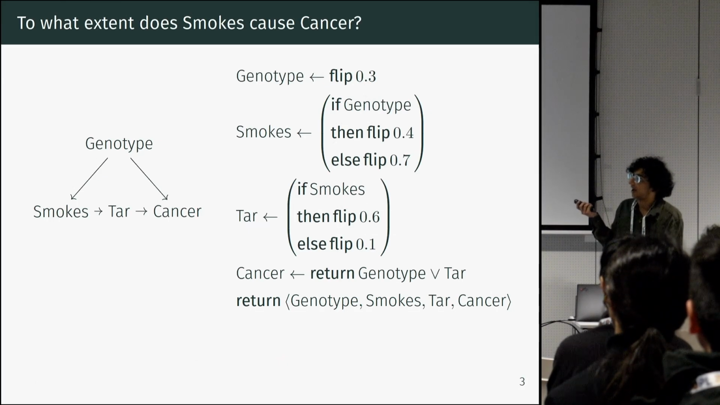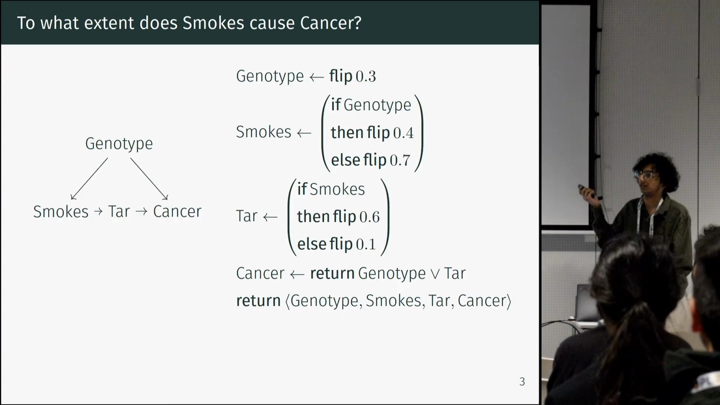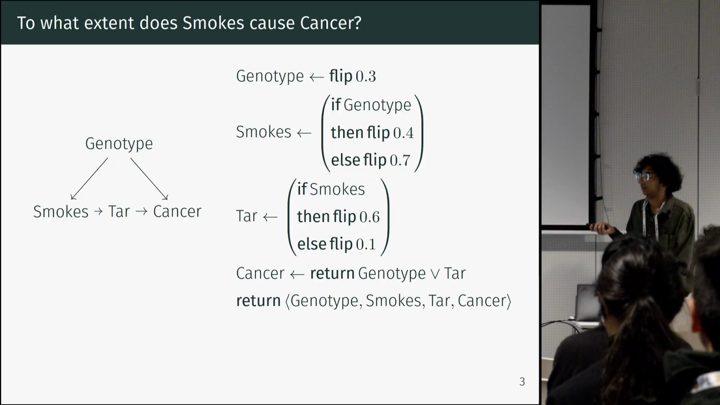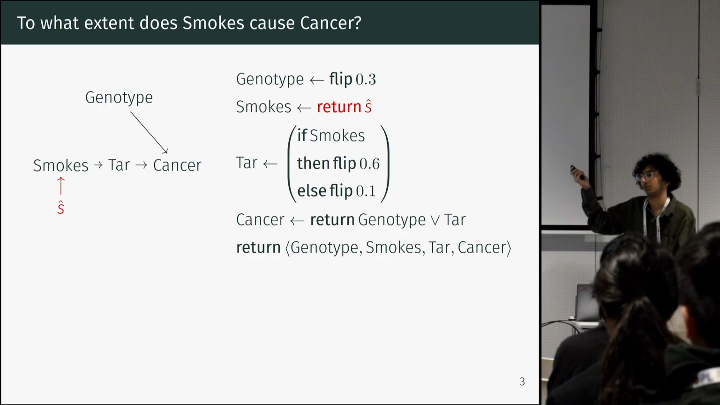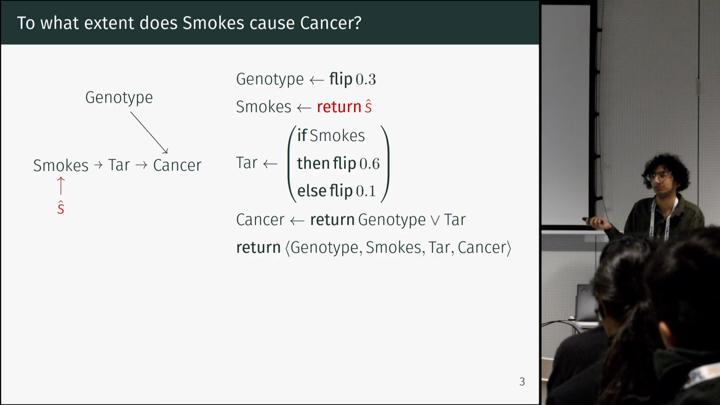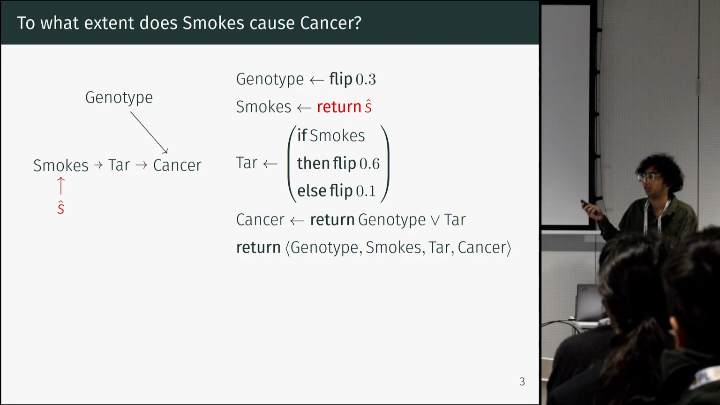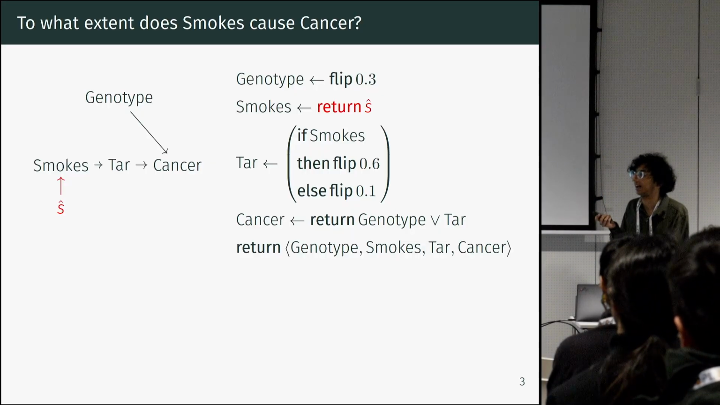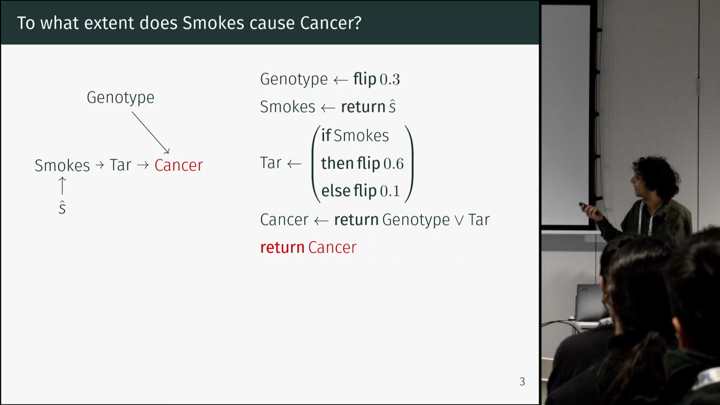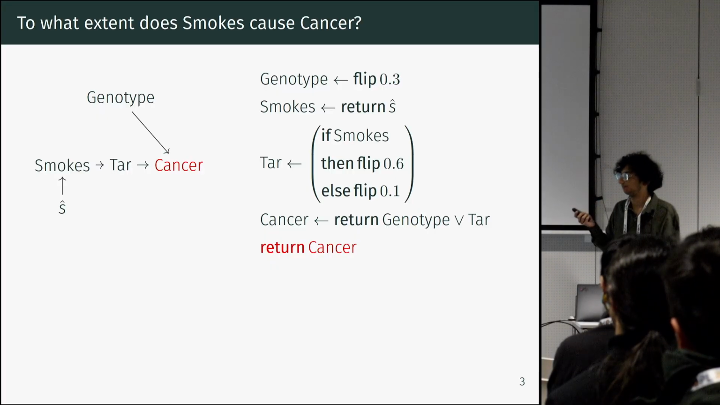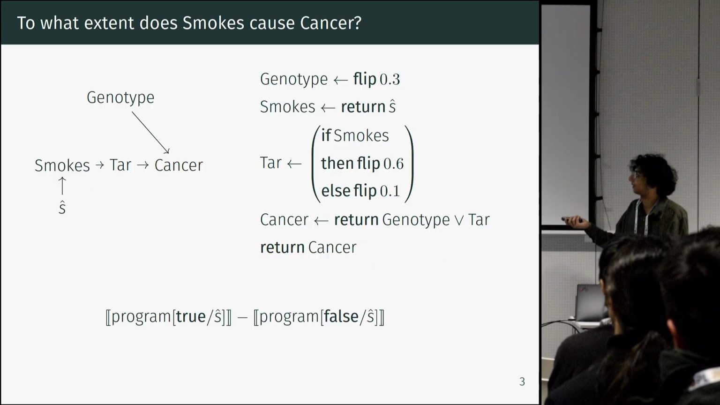and we want to ask a question, which is to what extent does smokes, the variable in this program, cause cancer? The way we answer this is, like I said, we set the value of smokes. We do that by replacing the mechanism that computes smokes with a free variable s hat, which represents this act of setting the variable. Then we're only concerned with the impact on cancer, so we can throw away all those other returns. And then this is just an inference problem, and we can go ahead and solve it.